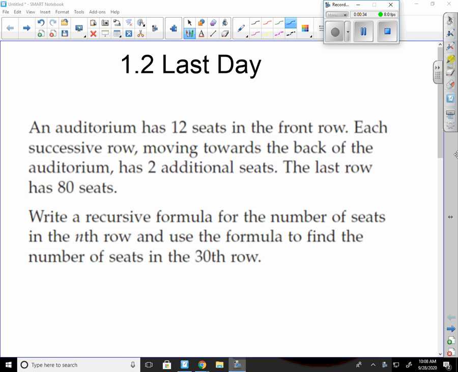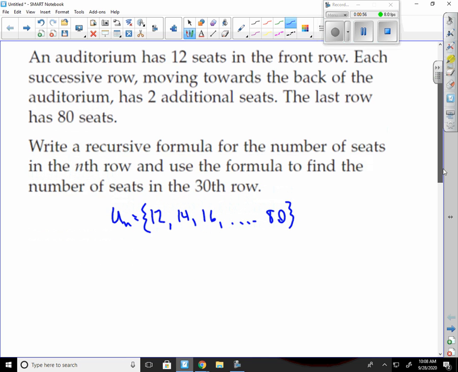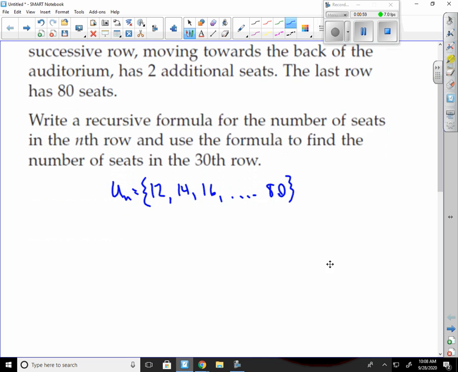So the first thing I do is I start to write my sequence out, just so I get an idea of what's happening. The first one is 12. Then I'm adding 2 seats, 14, 16, all the way up to 80. Okay, it says write a recursive formula for the number of seats in the nth row. So to find the nth row, I take the row before it, u sub n minus 1, and I add 2 seats. That's my recursive formula.